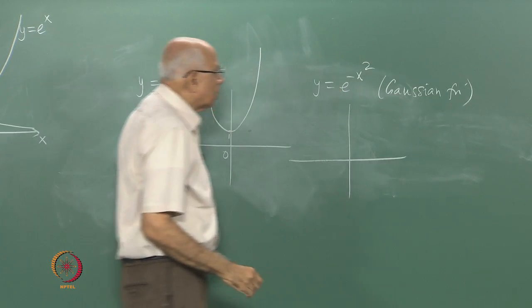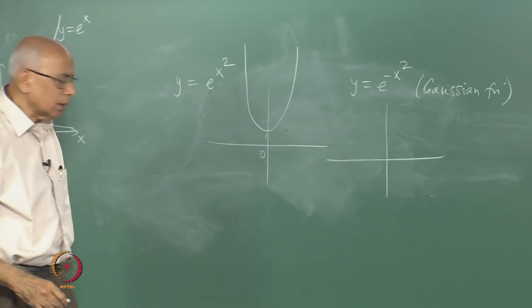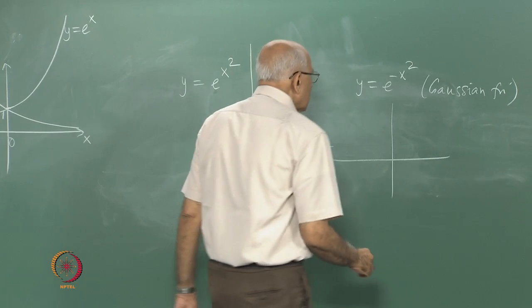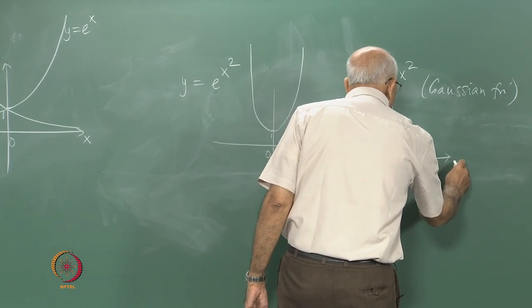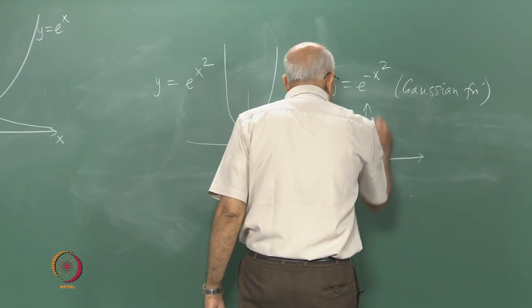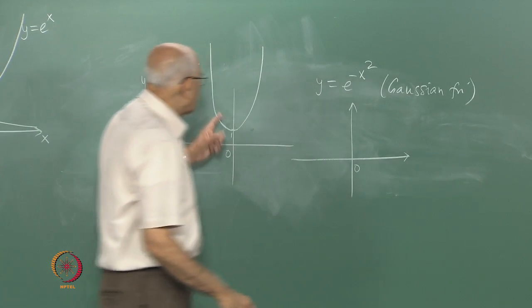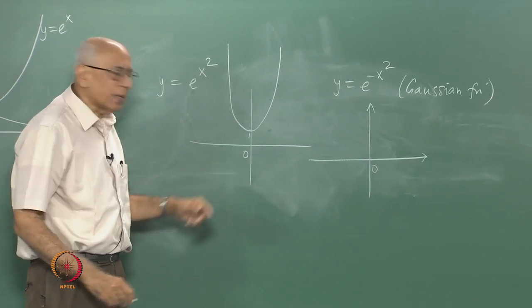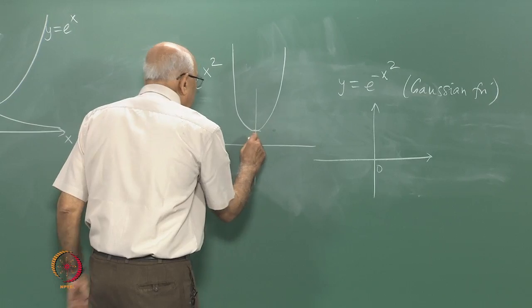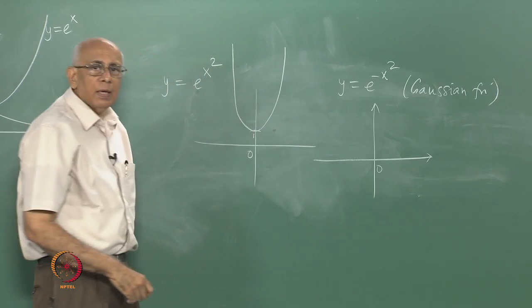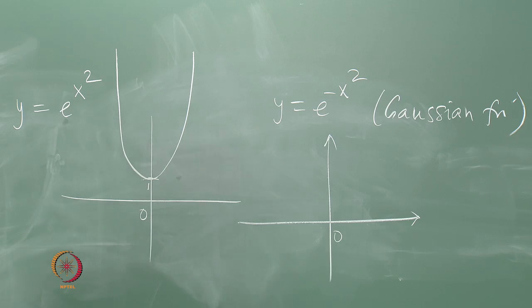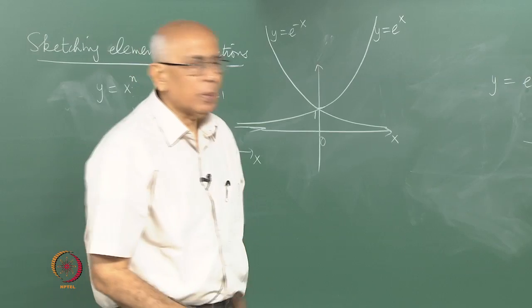It appears all over the place in many, many physical applications and statistics. So it is worth remembering what it looks like. Here is the x axis, here is 0, and what is the reciprocal of this function? What does it look like? Well, remember that this function is always bigger than 1. Therefore, the reciprocal is always less than 1. And the function is positive, and therefore the reciprocal is also always positive.